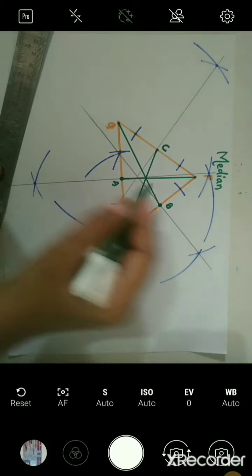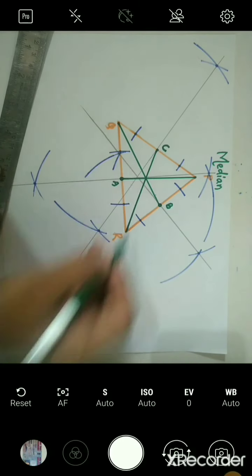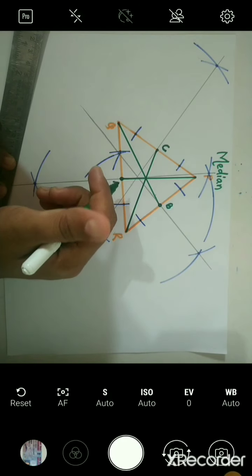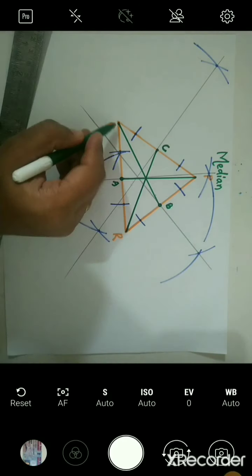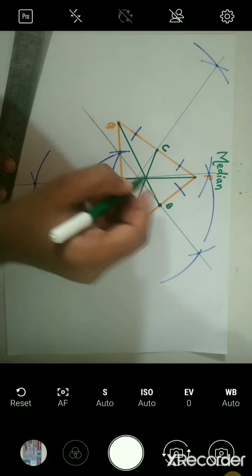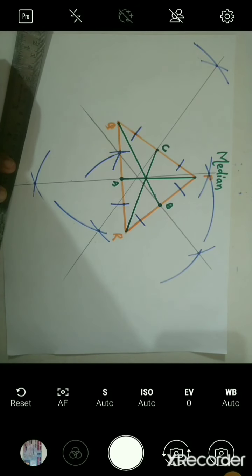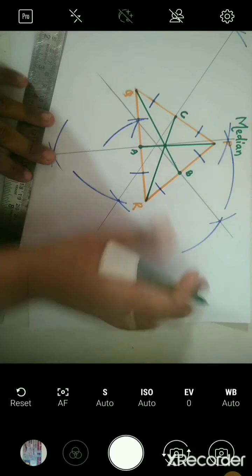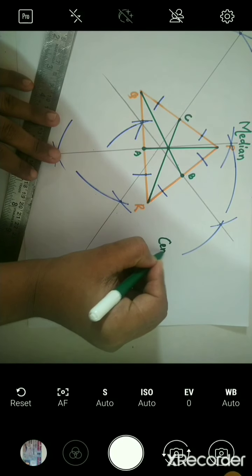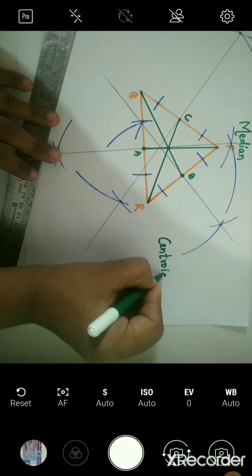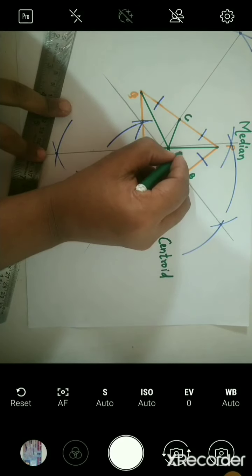Okay, all the segments in green are the medians of a triangle, and if we observe, median PA, median QB and median RC, all 3 are passing from one single point. This is the point from where all these 3 medians are passing. It means they are concurrent. When 3 lines are passing from one single point, then that point is called point of concurrence. And the point of concurrence of medians is called centroid. Centroid is denoted by G.